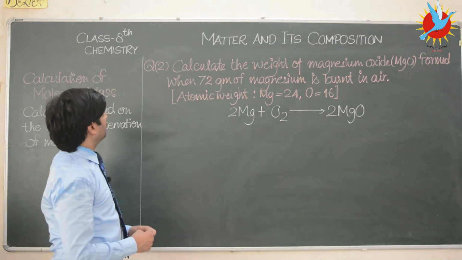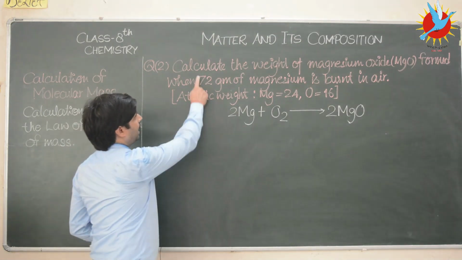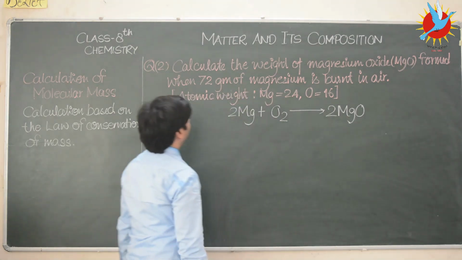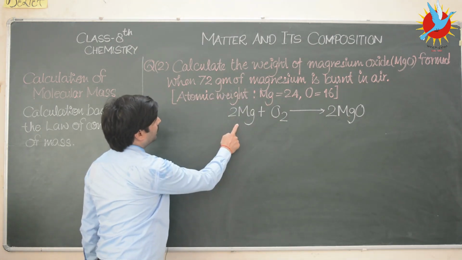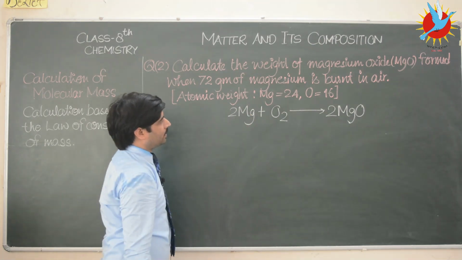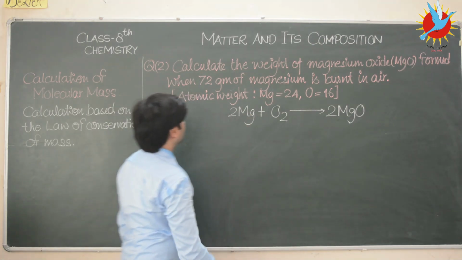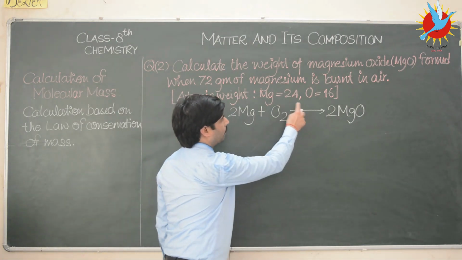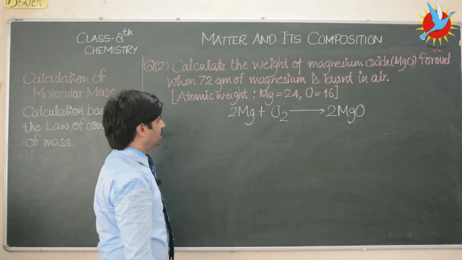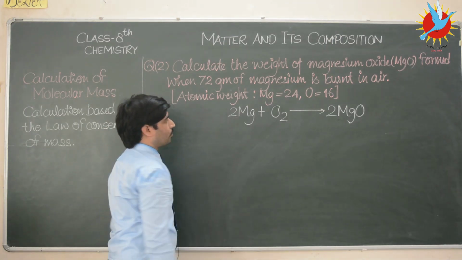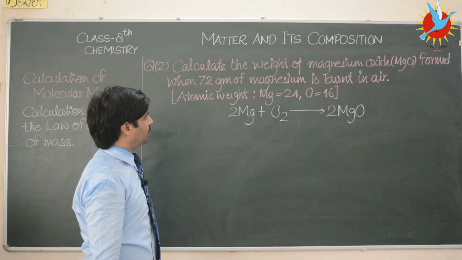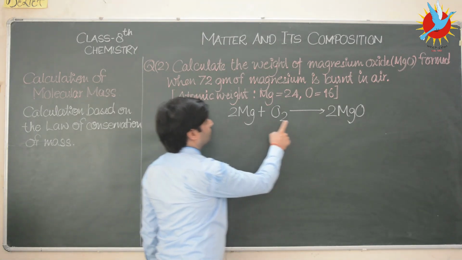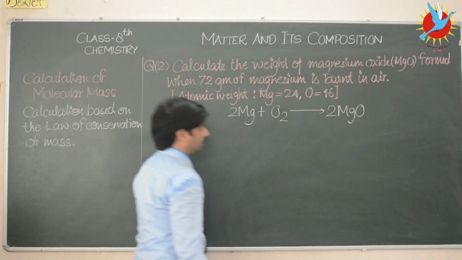Now we have the question number 2, which is calculate the weight of magnesium oxide MgO formed when 72 gram of magnesium is burned in air. We are provided with atomic weight of magnesium, that is 24, and oxygen 16. Along with it, we are also provided with the balanced equation for this reaction, that is 2Mg plus O2 is equal to 2MgO.